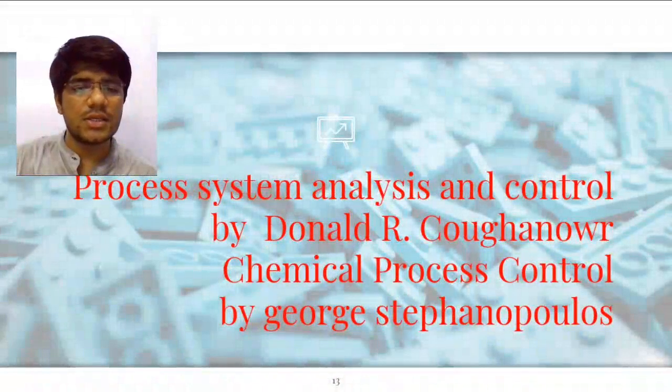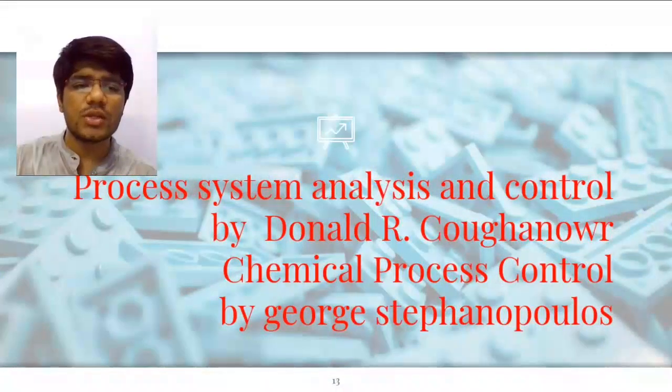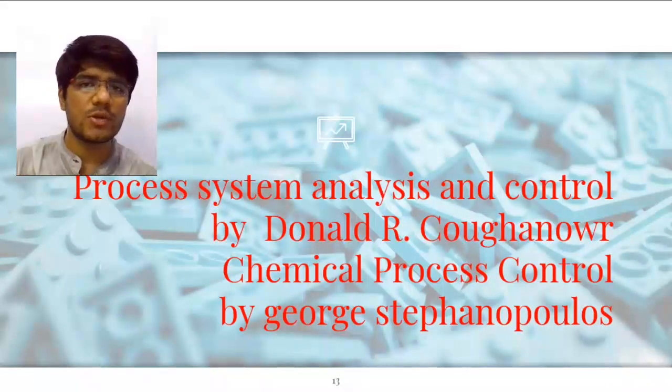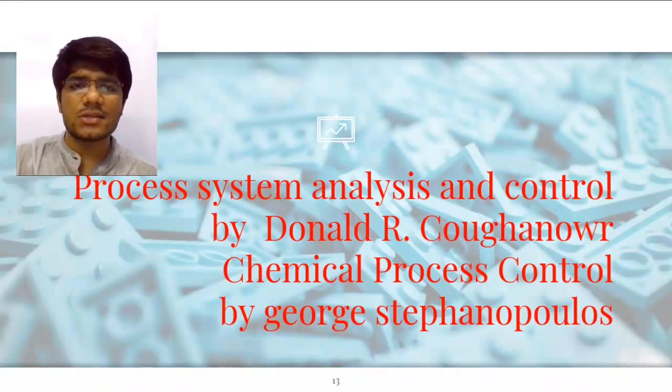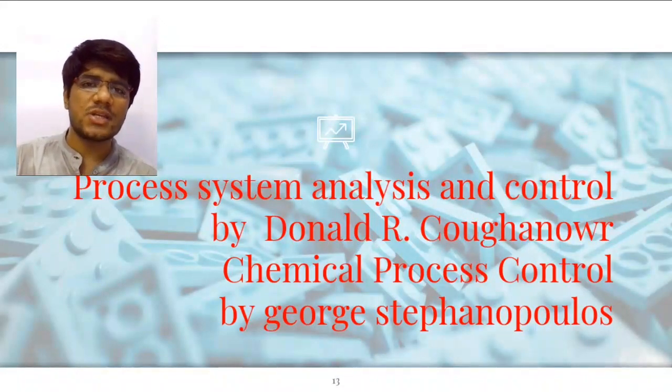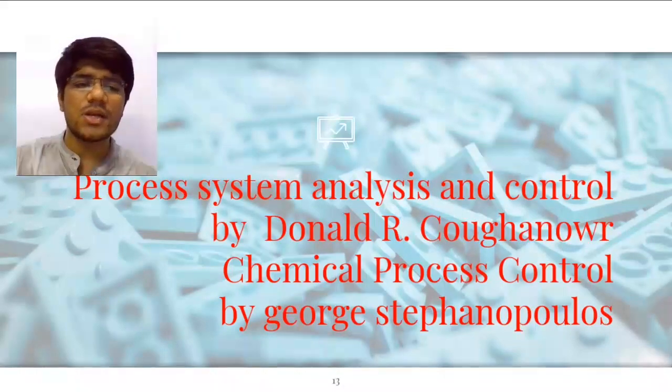You can study this subject by two books. There are two books which are usually preferred by chemical engineers: Donald R. Coughanowr, and the second book is George Stephanopoulos. I personally prefer George Stephanopoulos because it is given very easily, a very basic book. It takes from basic to the advanced. Again, Coughanowr is somewhat advanced, or its language is somewhat tough. So I will suggest, if you are starting with this subject, go with George Stephanopoulos.